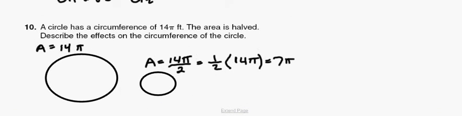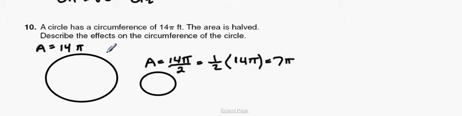here we go. The circle has a circumference of 14 pi feet. The area is halved. Describe the effects on the circumference. Well, just like the problem above, here our area is halved, so our circumference will be multiplied not by a half, but by a square root of a half. Okay, so again, going from 2 dimension to 1 dimension, we square root. If we're going from 1 dimension to 2 dimension as multipliers, we would square.